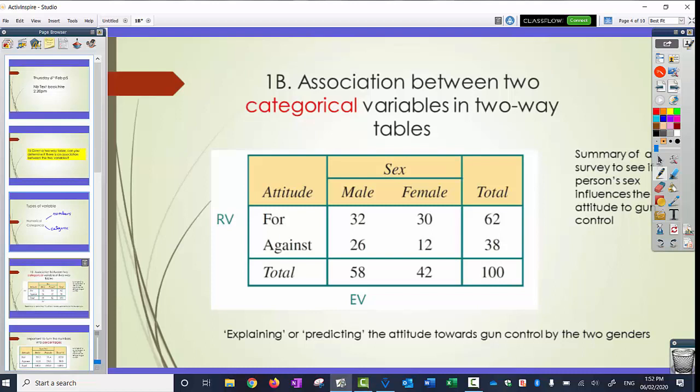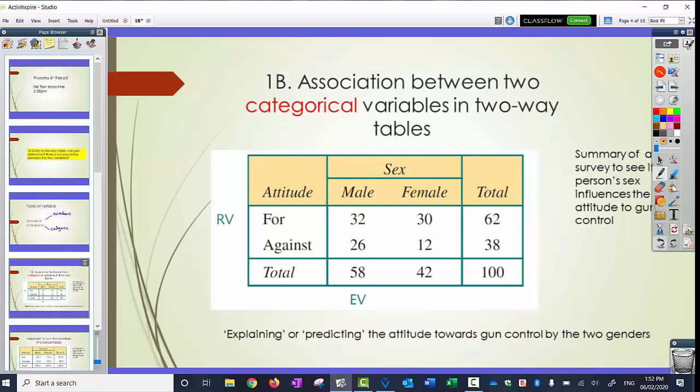You can have a table with more than two categories either way. So you could have LGBTIQ, whatever. You could have for, against, not sure. You don't have to have just two of each. Two-way tables have nothing to do with two categories. It's to do with two rows and columns. That's the result of a survey.